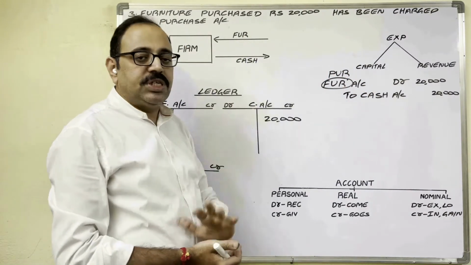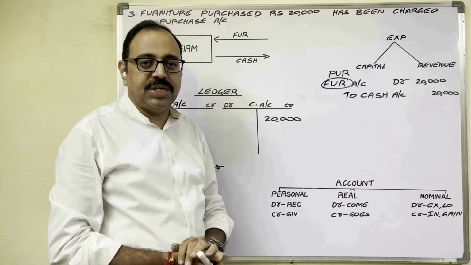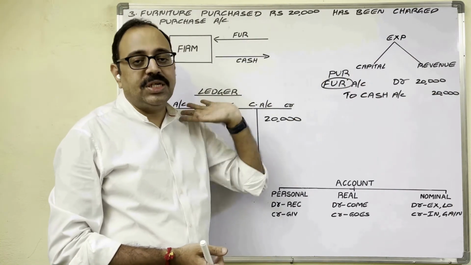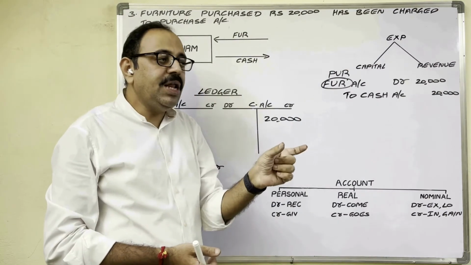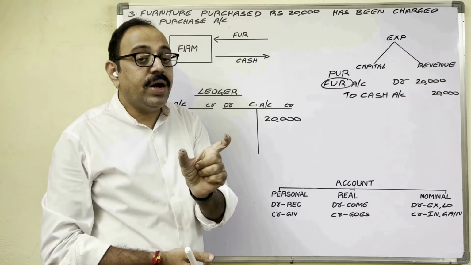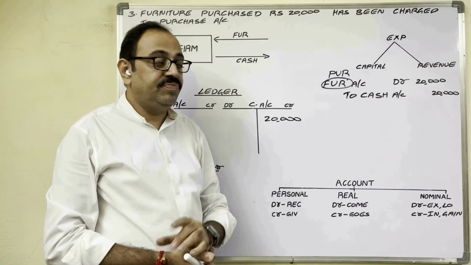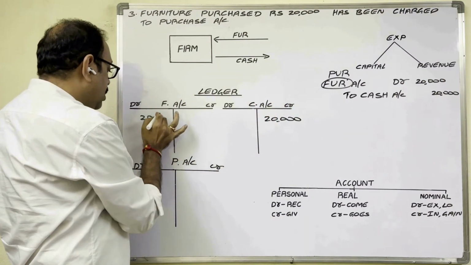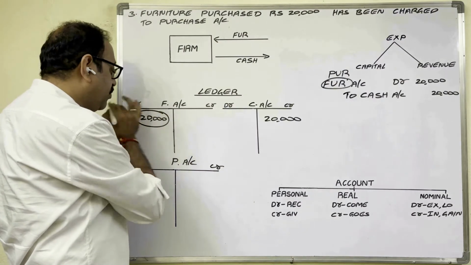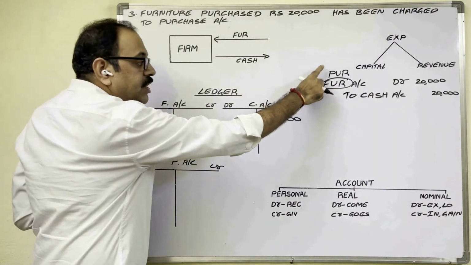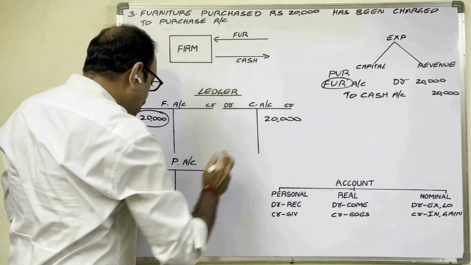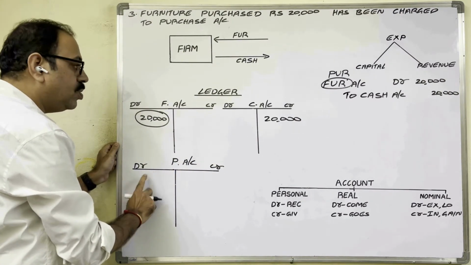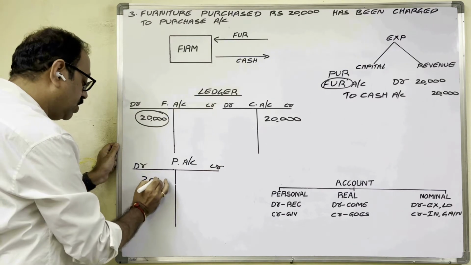Here a fixed asset is purchased. This is capital expenditure, even though the accountant has debited the purchases account. So a capital expenditure is recorded as a revenue expenditure. That is a mistake here. According to this wrong entry, nothing was debited in the furniture account. As the purchases account is debited in the entry, in the purchases account on the debit side they wrote to cash 20,000 rupees.